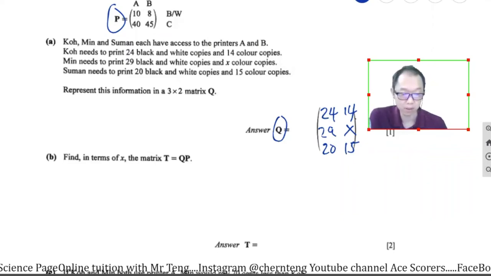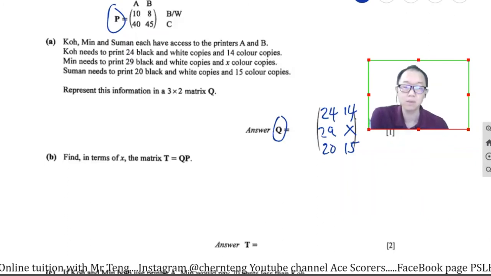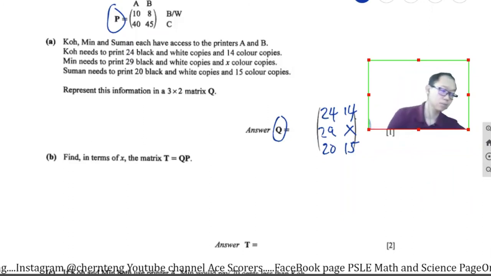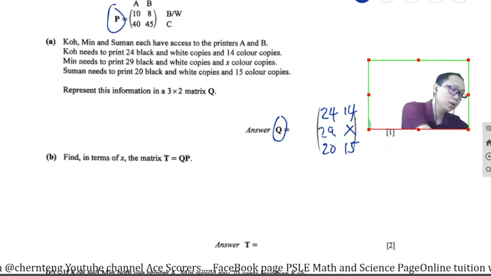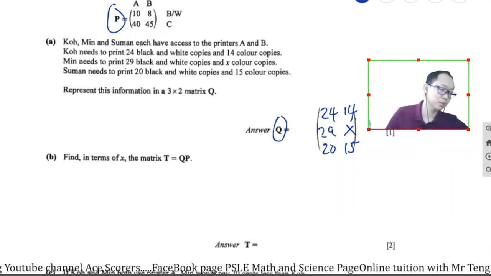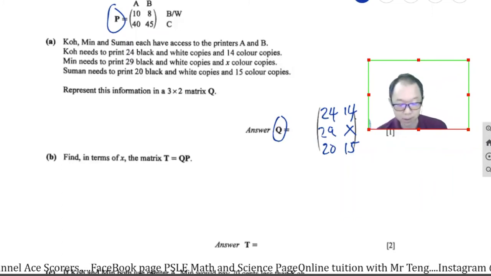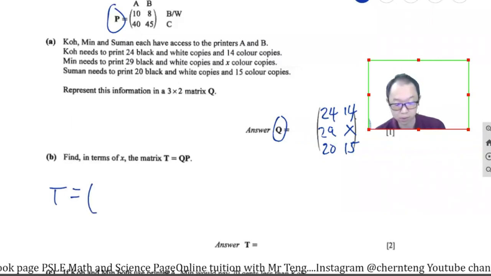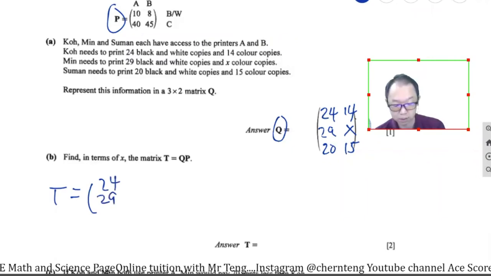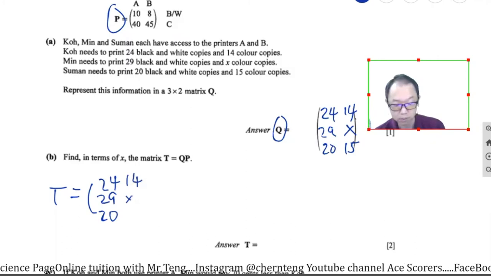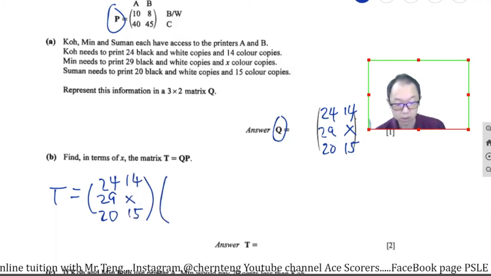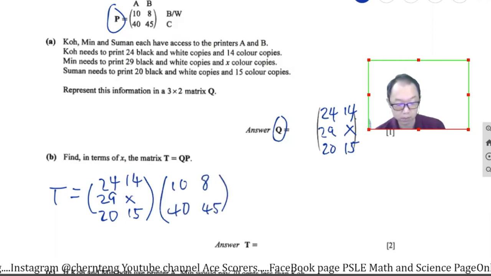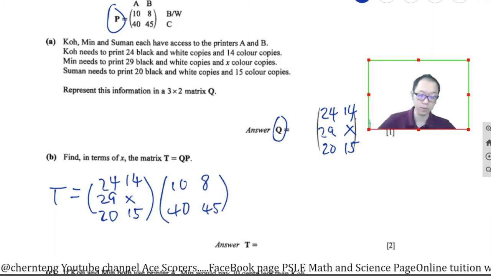Okay. Now can you all give it a try using your own full scale one, right? Give it a try. See what you get. You don't have to write out for me because it's quite a complicated matrix. So T is equal to Q. So Q is right there. It's 24, 29, 20. P. So P is 10, 40, 8, 45. Okay, so you gotta multiply them.